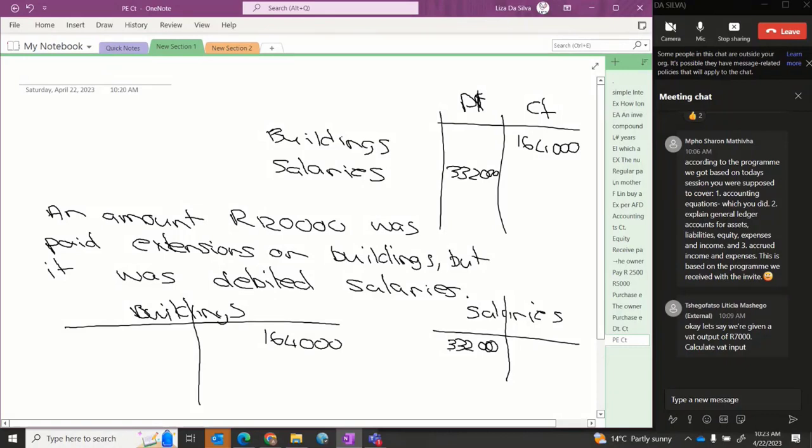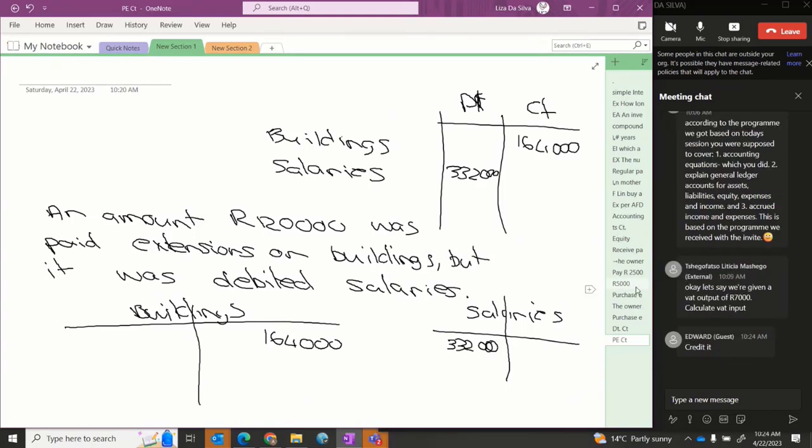Now, how are you going to change that mistake that the bookkeeper made? They said an amount of 120,000 was paid for the building, obviously, or increase the buildings, but it was debited against the salary account. Okay, so let's go to the salary account because that's the easier one. So obviously in the salary account, there was an amount included of 120,000, which should not be there. So if you want to take out the 120,000, are you going to debit or credit the salaries account?